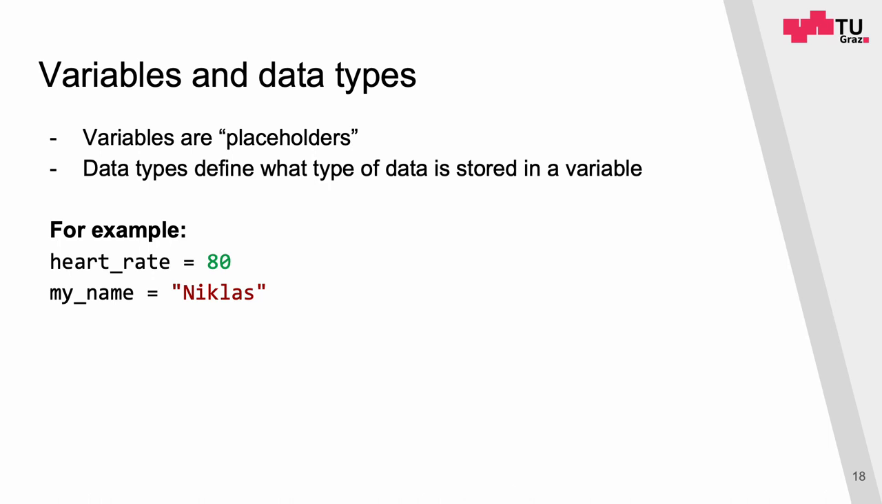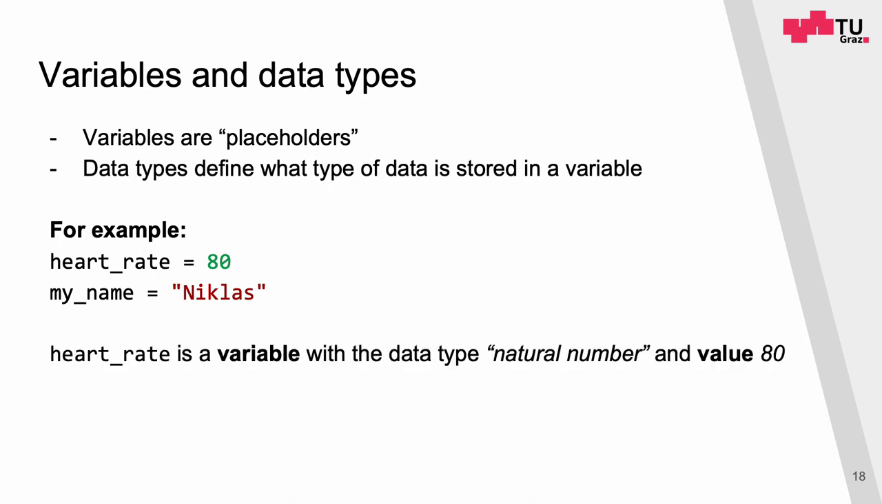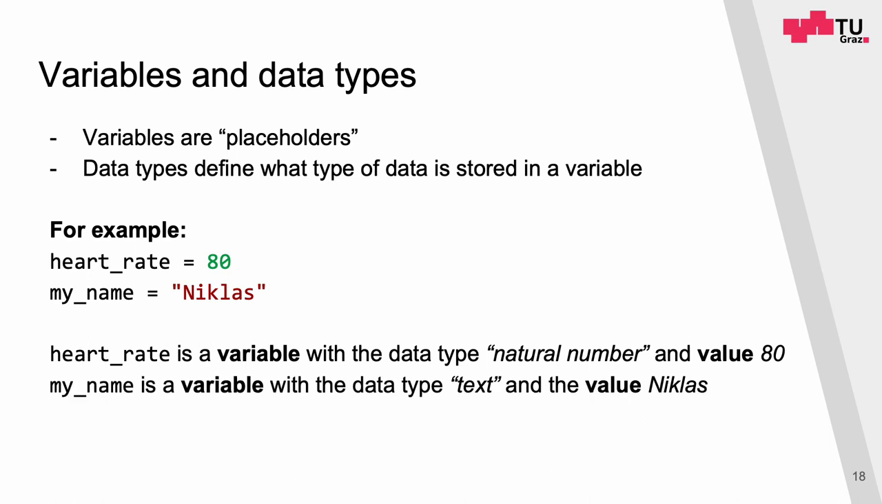And if we type, for example, my_name is equal to the string Niklas, then our variable holds a string or a text. And as already said, heart_rate is a variable with the data type natural number and has a value of 80. And the variable my_name is a variable with the data type text or string and has the value Niklas.